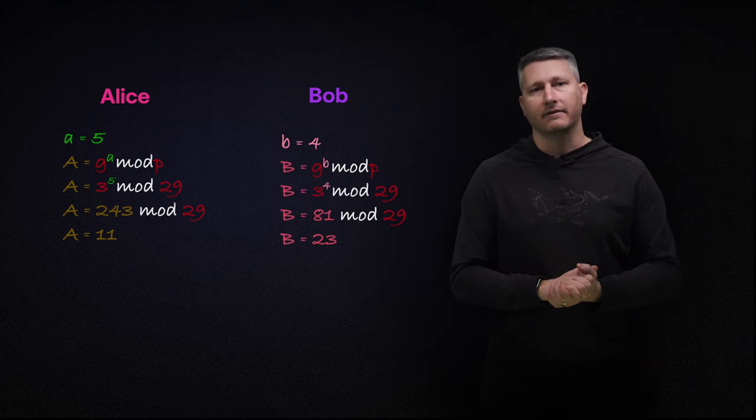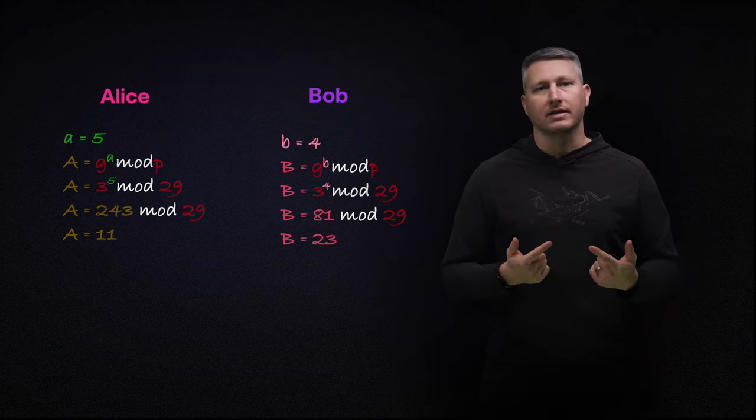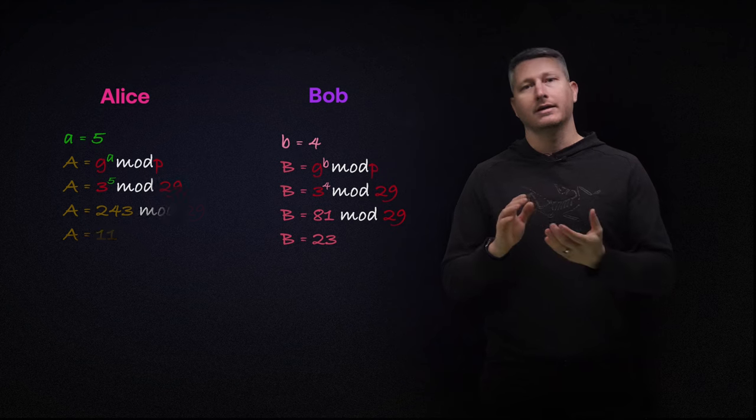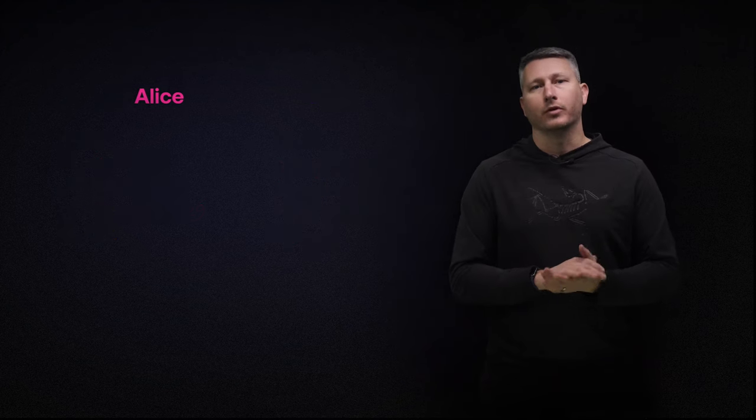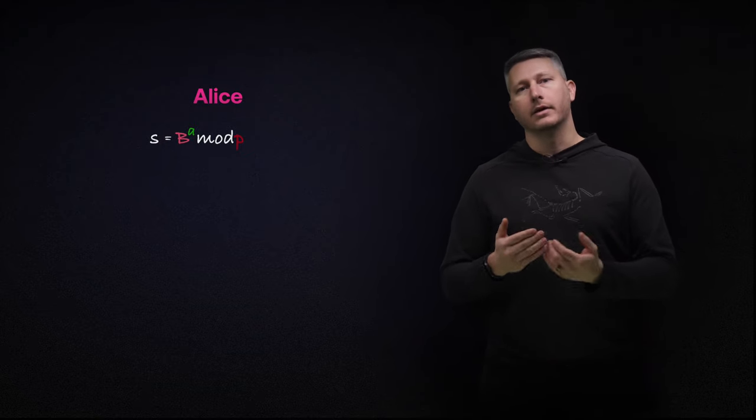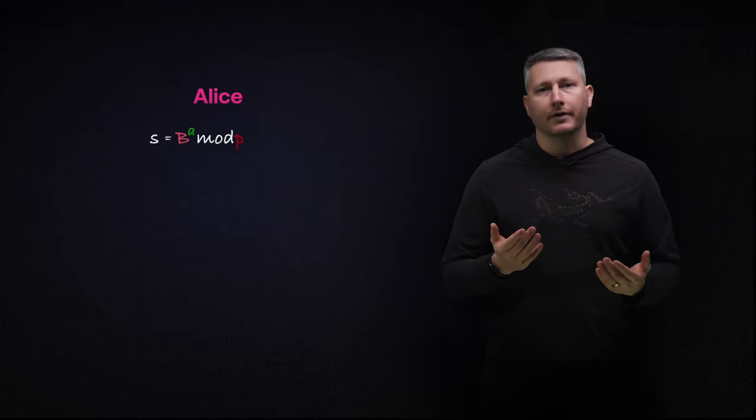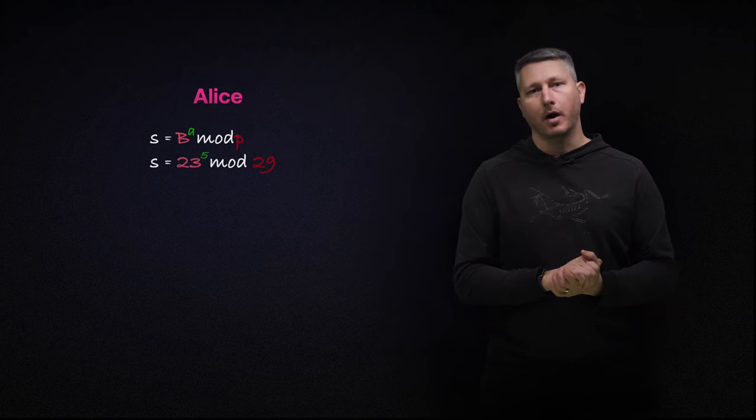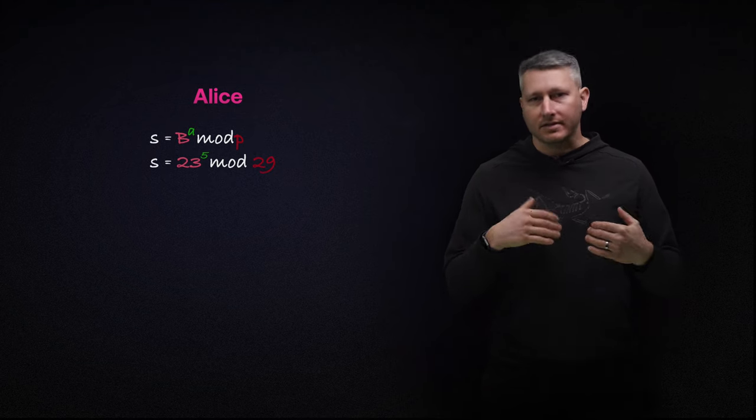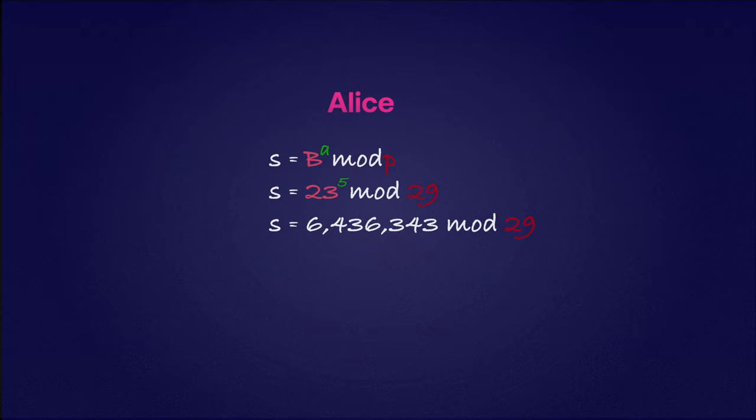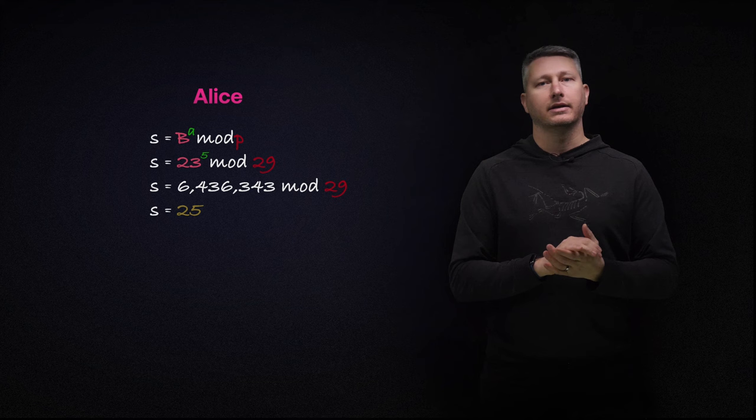Alice then takes the capital B value she receives from Bob and uses it alongside her secret integer, lowercase a, to compute the shared secret, S. She does this with a formula of S equals capital B to the power of lowercase a mod p. When we put in all of our values, we find that S equals 23 to the power of 5 mod 29. This equals 6,436,343 mod 29, which gives a result of 25. At this stage, Alice has arrived at the shared secret S.